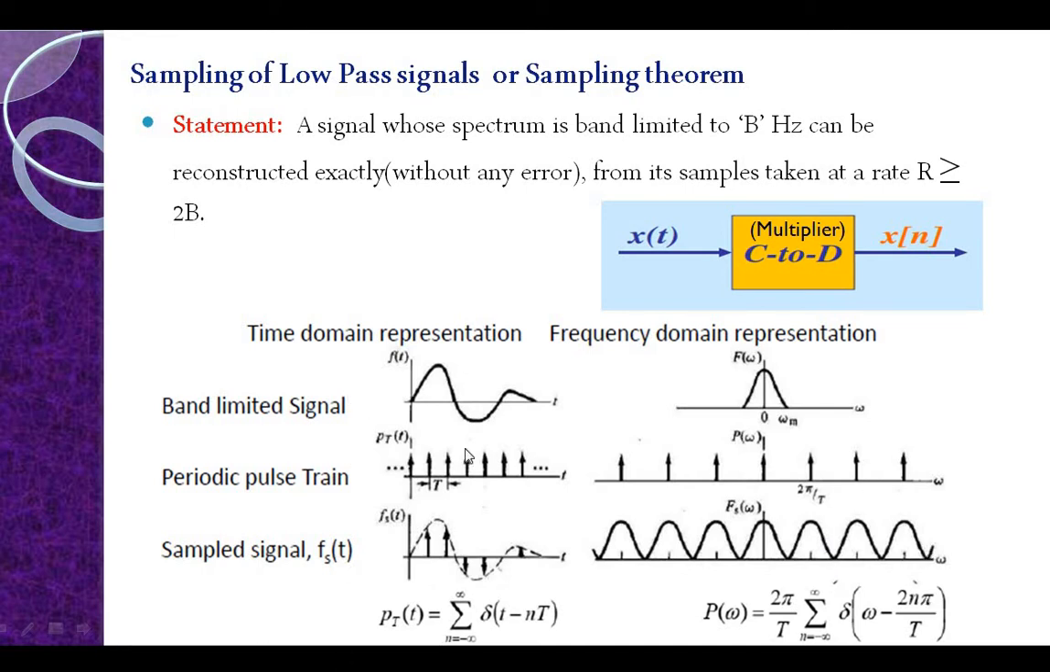For the time domain representation, it is given as pt of t equals your message signal times the summation over n from minus infinity to infinity of delta of t minus nT. The frequency domain representation is given as p of omega. After applying the Fourier transform and doing all the calculations, we get this formula: 2 pi by T times the summation over n from minus infinity to infinity of delta of omega minus 2n pi by T. Just remember the formula, that is more than enough.